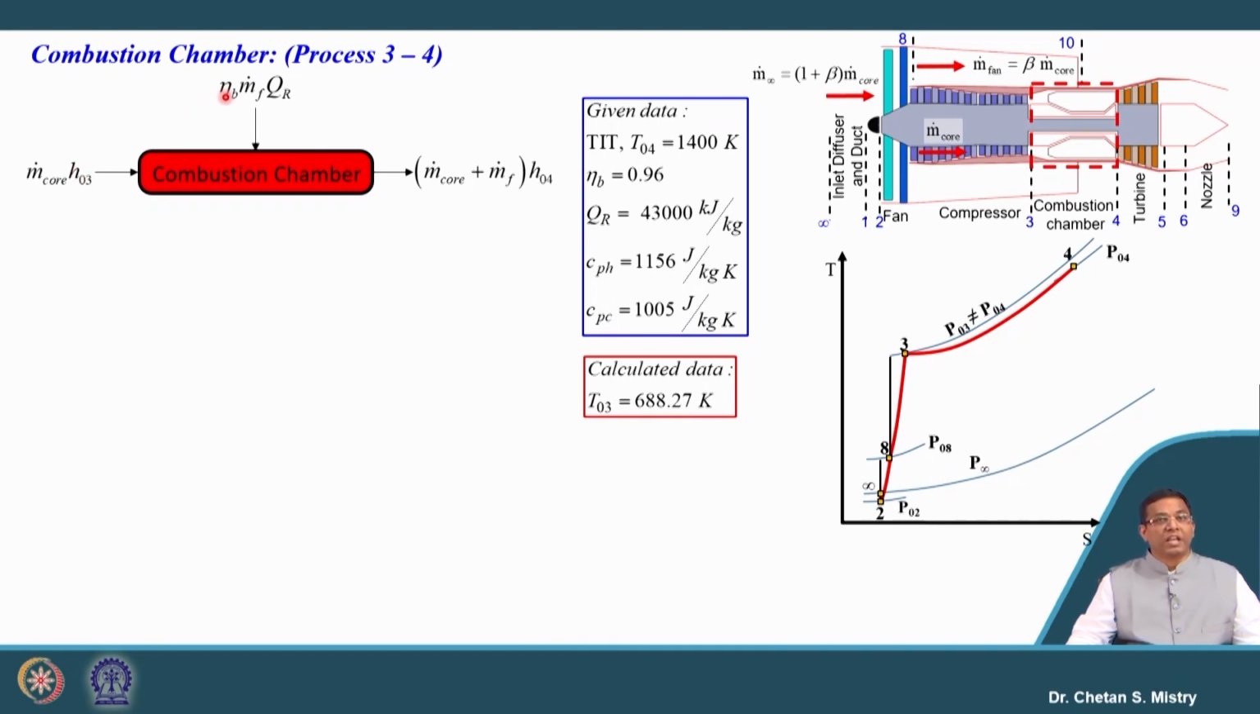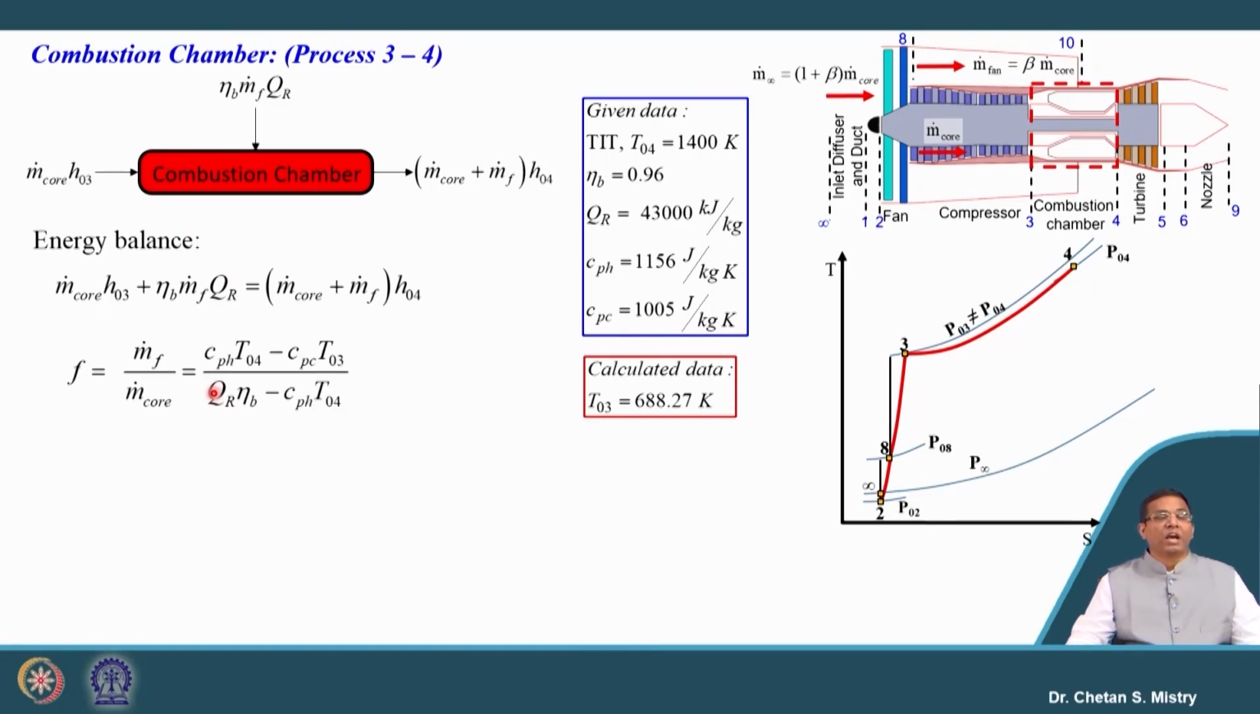This is representing our combustion chamber efficiency into mf into lower calorific value of the fuel, and at the exit we can say it is approximately equal to m dot core plus mf into Cp raising the temperature to T04. So, let us put these numbers. If I am writing my energy balance, energy input equal to energy output, and from that we will be calculating our value of fuel air ratio. So, be careful, this fuel air ratio is mf by m core.